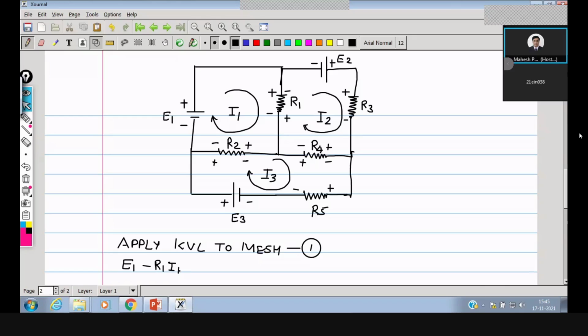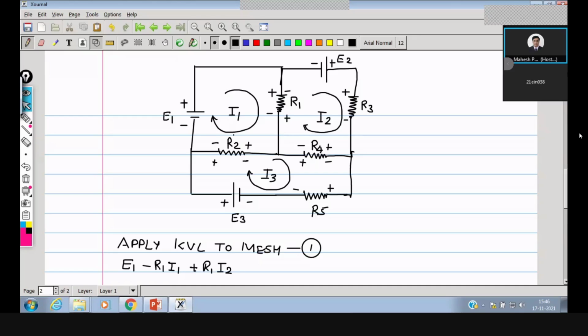Okay, R1 I1. Fine. And similarly, we can write current I2, due to which there is a drop in resistance R1. Fine. So here we can write plus, because again the assumed direction of mesh 1 is from top to bottom, clockwise direction, and the sign convention is minus and plus. So it will be plus R1 I2. Fine.